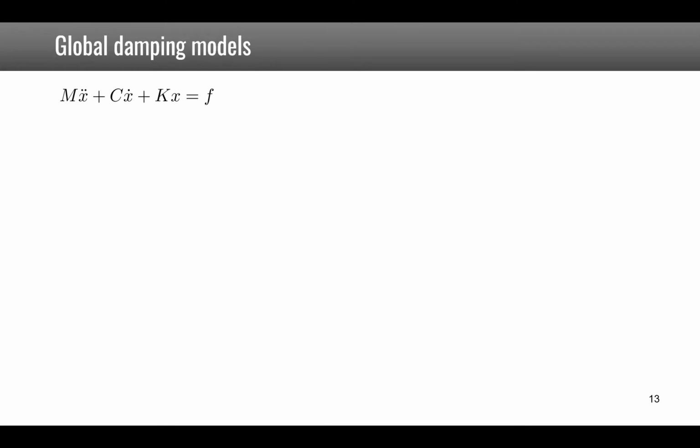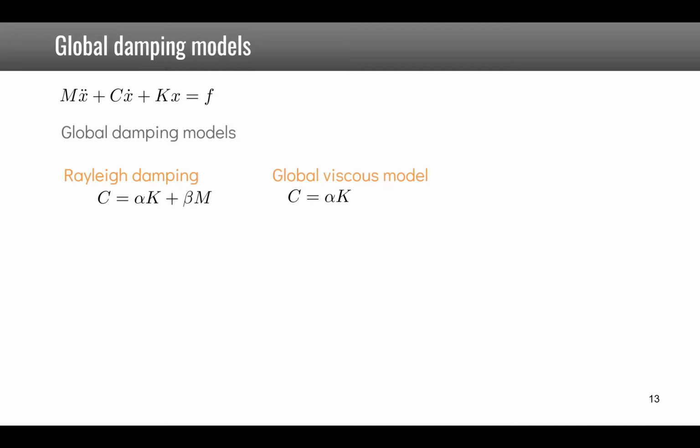Now, if you want to introduce damping models, you can use a C matrix, which, as in the case of multiple degree of freedom systems, can be modeled with Rayleigh damping, where you assume that C is equal to alpha k plus beta m. And if you take beta equal to 0, you have C equal to alpha k, which is called a global viscous model.